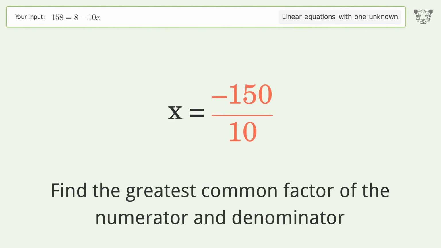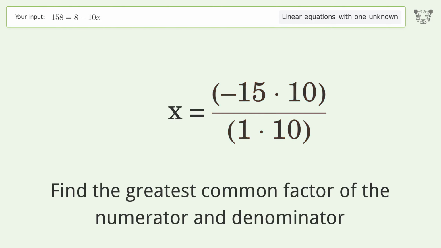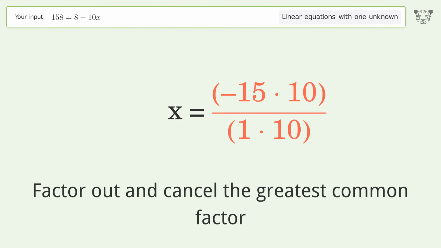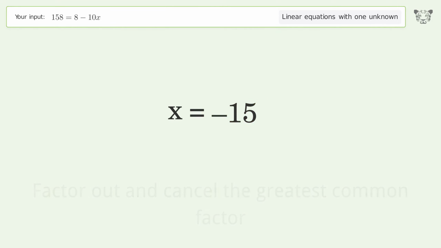Find the greatest common factor of the numerator and denominator. Factor out and cancel the greatest common factor. And so the final result is x equals negative 15.